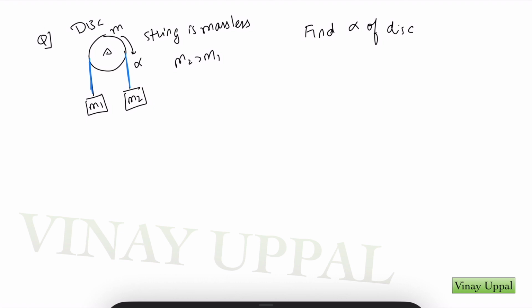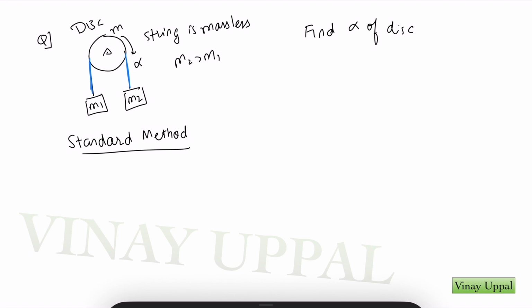So first let me show the standard method, and then we'll go on to the short method. So in the standard method, we're going to write force equations on the blocks, on each of the two blocks, we're going to write a torque equation on the disc, and then we're going to relate the angular acceleration of the disc to the acceleration of the blocks.